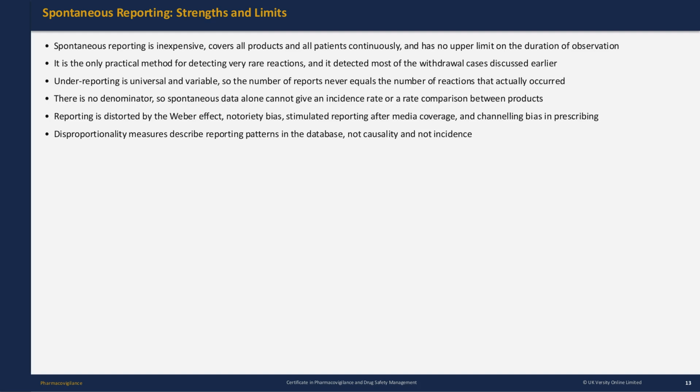observation. It is the only practical method for detecting very rare reactions, and it detected most of the withdrawal cases discussed earlier. Underreporting is universal and variable, so the number of reports never equals the number of reactions that actually occurred. There is no denominator, so spontaneous data alone cannot give an incidence rate or a rate comparison between products.